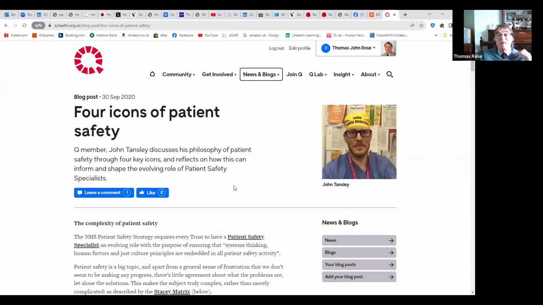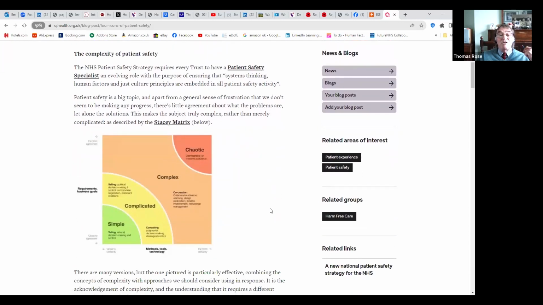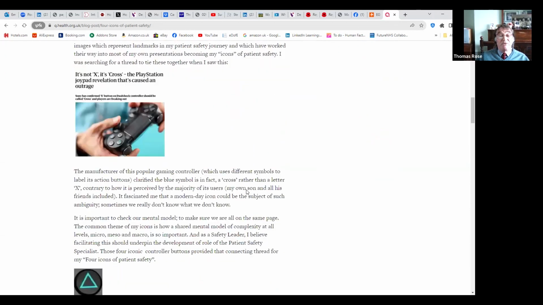From our own Q community, there's a paper here on the four icons of patient safety. And what I wanted to look at is the first diagram, which talks about simple, complicated, complex, and chaotic. That's going to come in quite a few times in this little talk, and it's really important when it comes to patient safety, because it's when you get into this area that patient safety becomes a real big issue. But it's not the only time that patient safety is an issue.